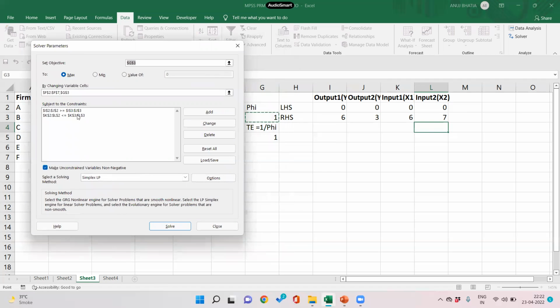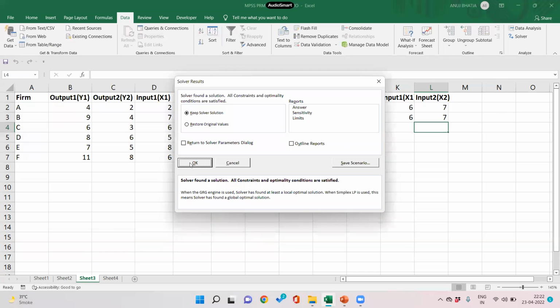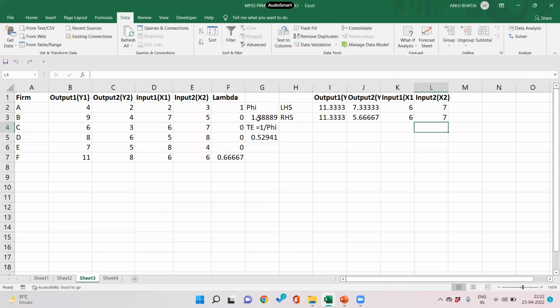Only two constraints, because we are not taking sigma lambda j's equal to 1, that is, the sum of weights equal to 1, because we are using CRS, constant returns to scale technology. Click on solve. We get phi equal to 1.8889, or 1.89, and technical efficiency is nearly 0.53.